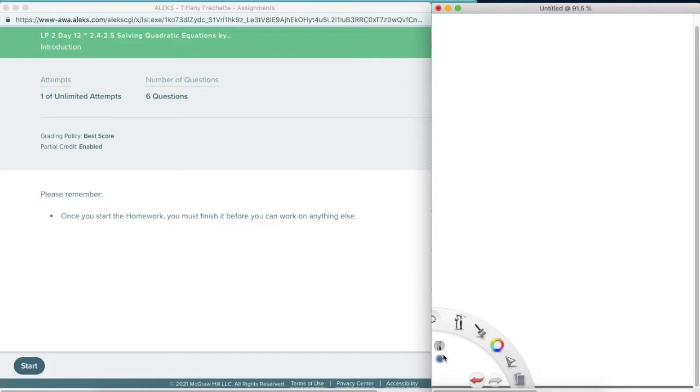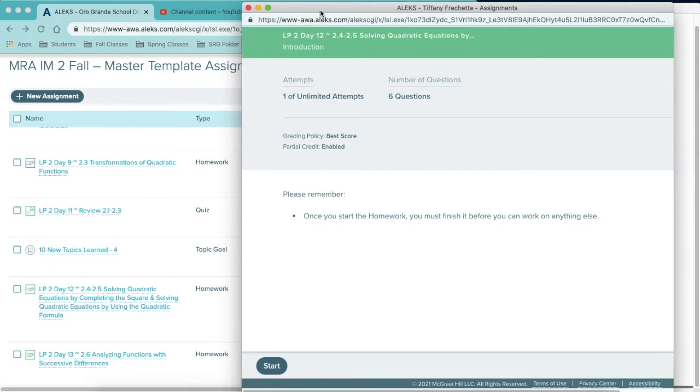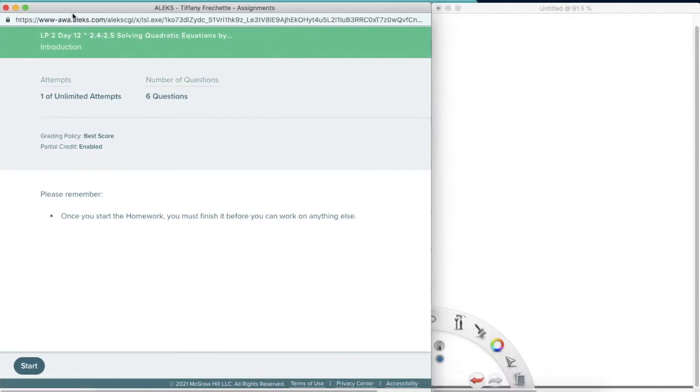All right, we are in chapter 2, and this is going to be section 4 and 5. It's solving quadratic equations by completing the square and solving quadratic equations by using the quadratic formula. So we're going to do both in this situation.